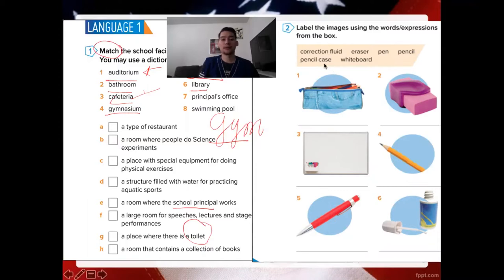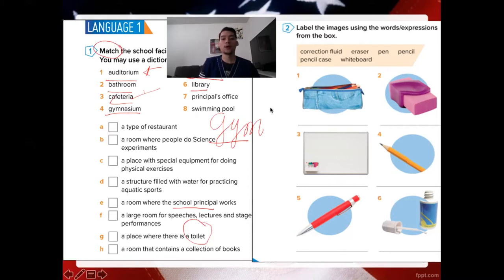Let's repeat now. Correction fluid. Eraser. Pen, pencil, pencil case, whiteboard. So now here we have 1, 2, 3, 4, 5, and 6. So let's label the images.